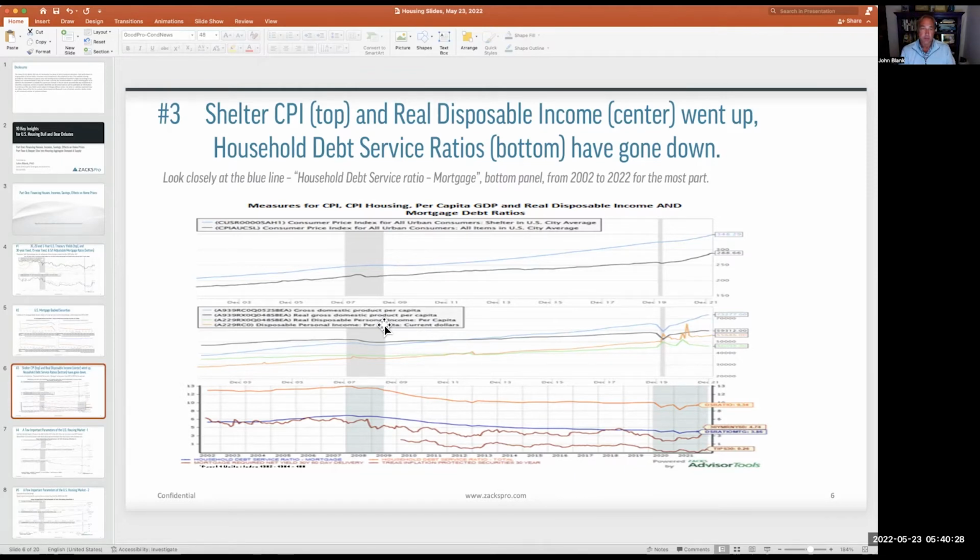So you've got another story here, another thing fueling the housing market for the bulls: real disposable incomes certainly have gone up, as you can see in that middle chart. And the household debt service ratios at the bottom across this entire period have gone down. So for the bulls, real disposable incomes have gone up, household debt service ratios have gone down.